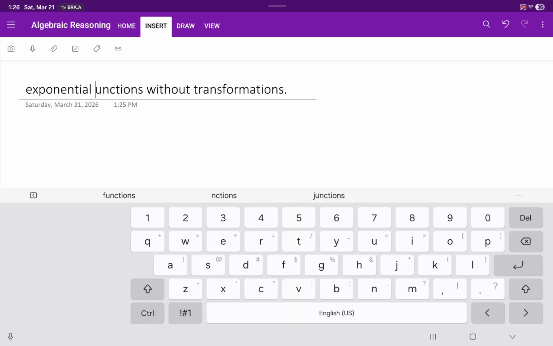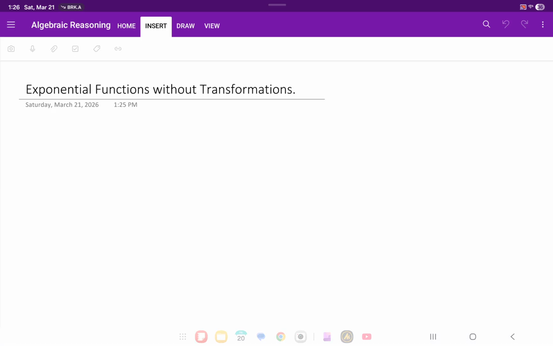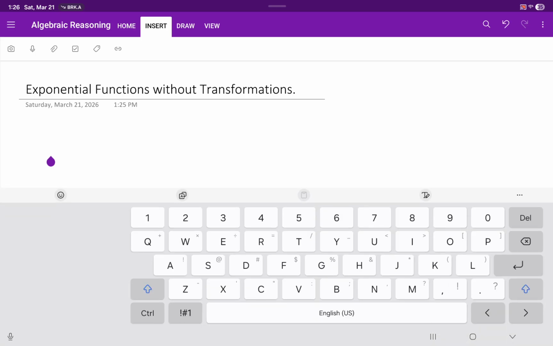Exponential functions without transformations. I want this to be capitalized because it is the title of what the video is actually going to be. Okay, so I have that created. Now I'm going to click on this again and create the script that I'm going to be following.